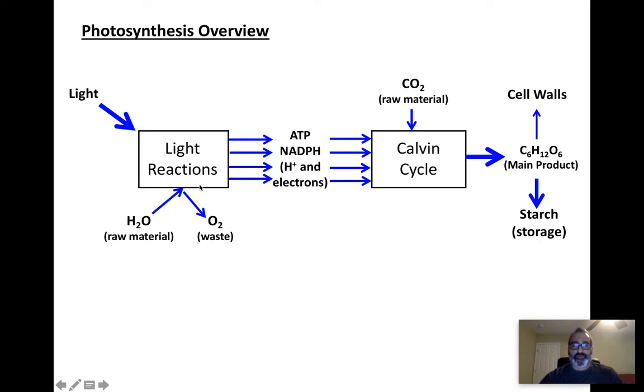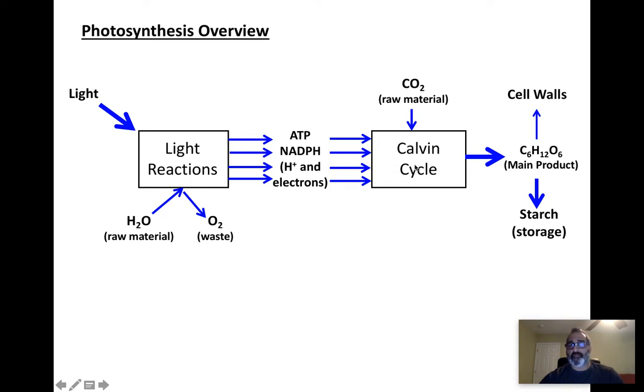Photosynthesis has two parts: light reactions and Calvin cycle. Light reactions are the part of photosynthesis that absorbs light, utilizes water, creates oxygen gas, and produces ATP and NADPH, which are the hydrogens and the electrons that are needed in the Calvin cycle. So these are the two main products of the light reactions that are needed in the Calvin cycle.